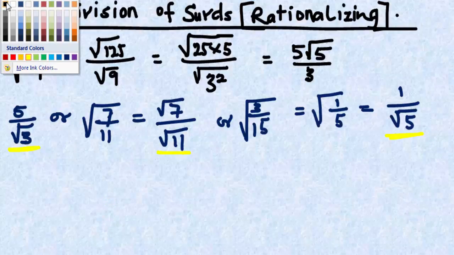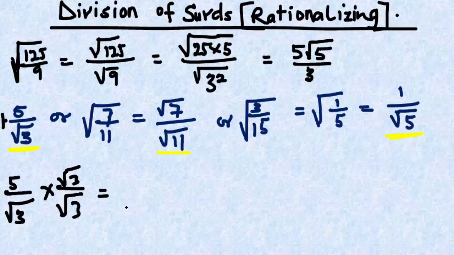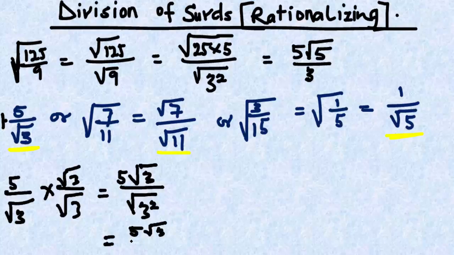So we have 5 over root 3. To get rid of this root 3, you have to multiply by the denominator itself. So we have 5 root 3 over 3 on 3. Okay, good.